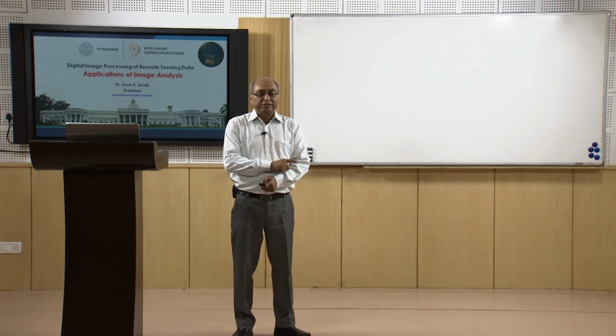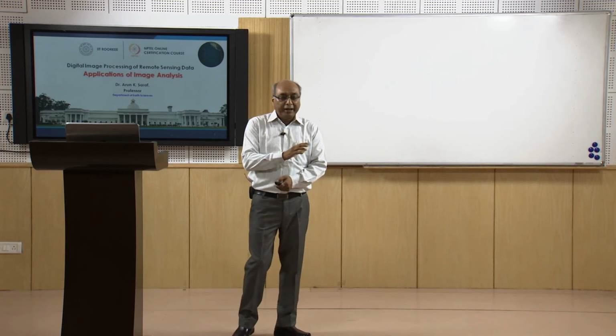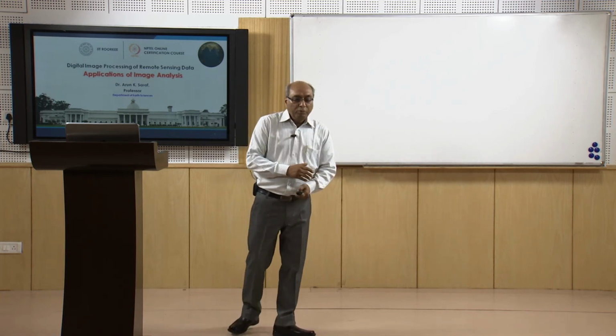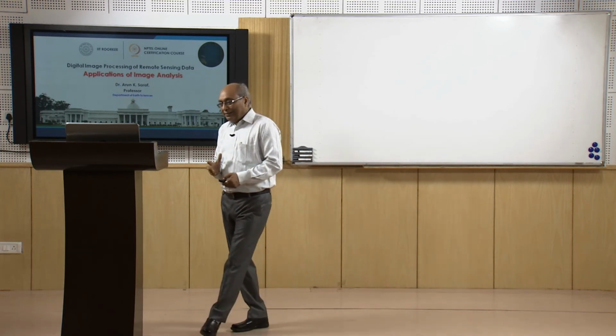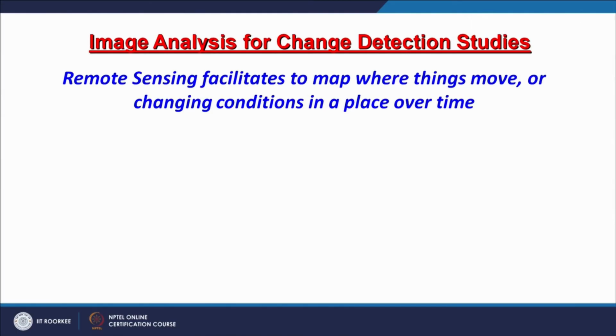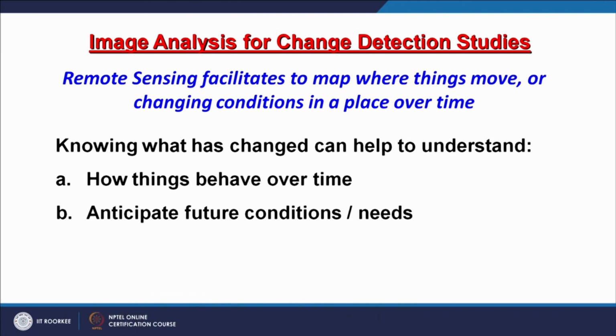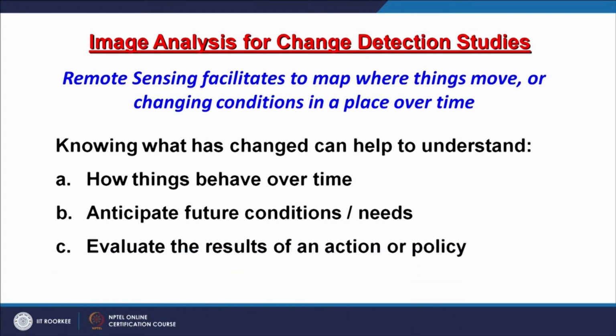We have seen change detection in different forms while discussing image fusion and image merging. Remote sensing, the satellite images, facilitate mapping where things move and changing conditions in space over time. Knowing what has changed can help us understand how things behave over time, anticipate future condition needs, and evaluate the results of an action or policy.